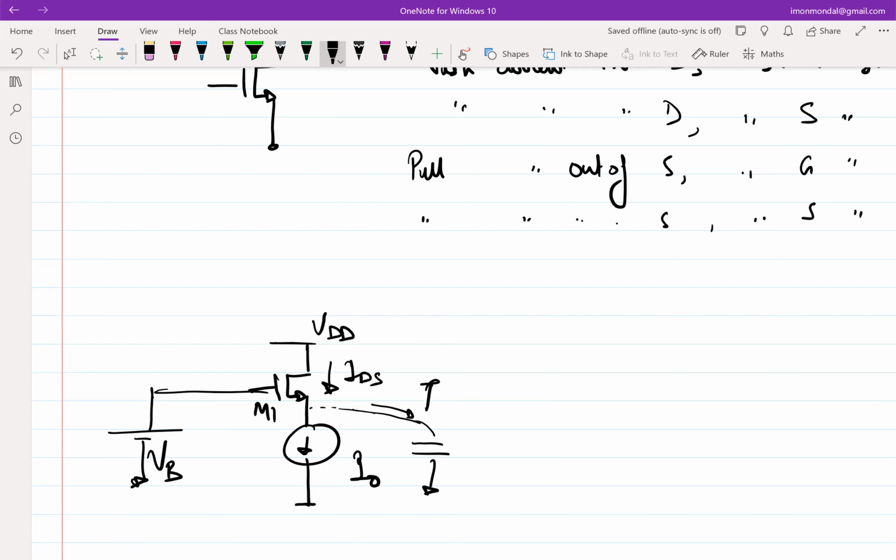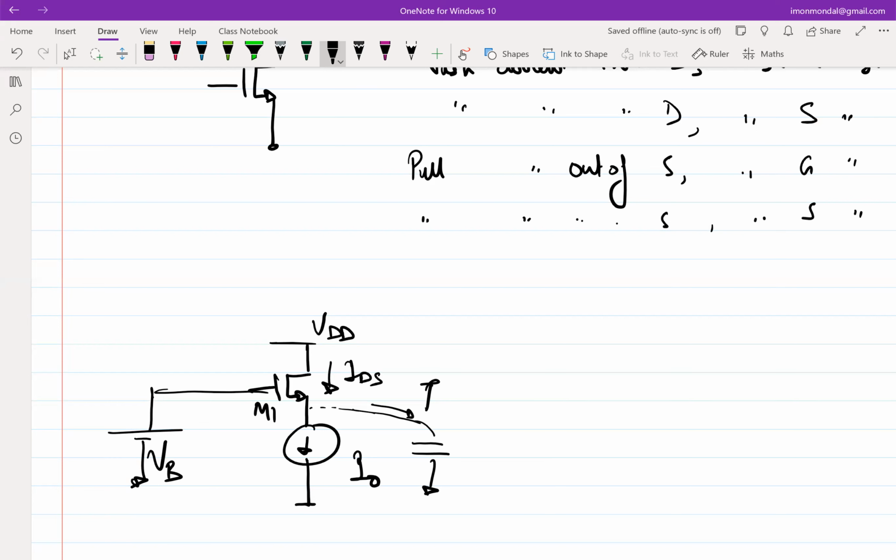So if that is true, then what is the action? The action should be you have to make M1 weaker, right? So in order to make M1 weaker, I have to reduce VGS. That's the only thing I can do. I cannot change anything at the gate because it is connected to a constant voltage source. So I have to do something with the source. So what should I do to the source? Should I increase or decrease? I have to increase the source.